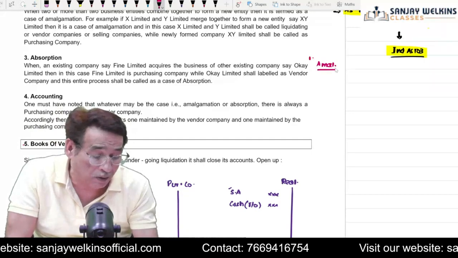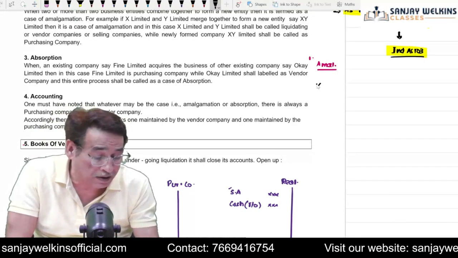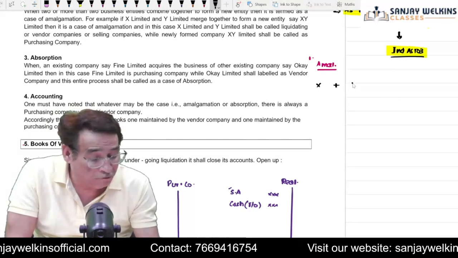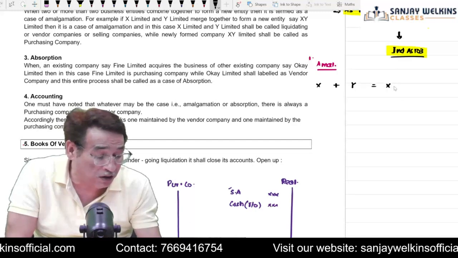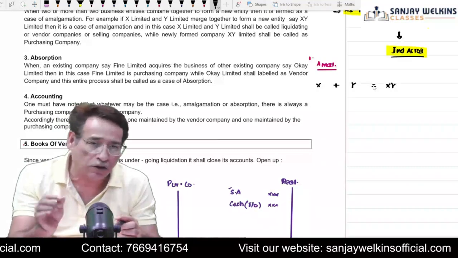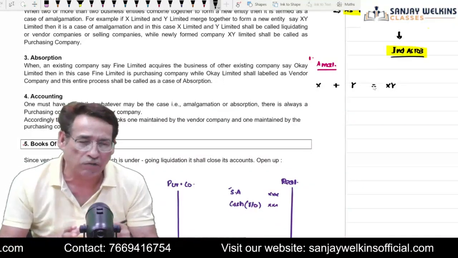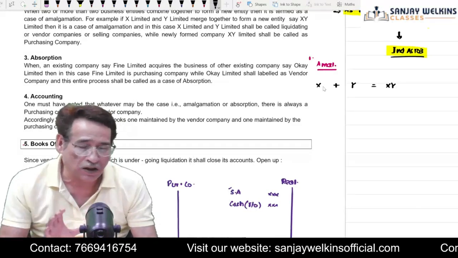One is amalgamation. What do we mean by amalgamation? Presume that there are two companies, X and Y Limited. And we further presume that both these entities have mutually agreed to merge into one single entity. To be very honest with you, generally two companies, correct, decide to merge into a single entity.